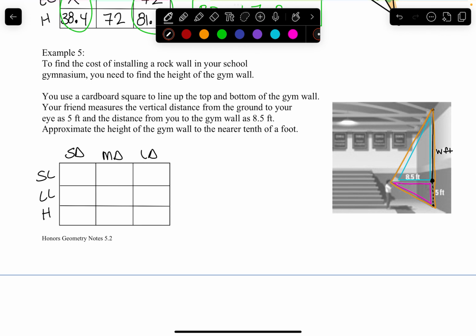So I've got 5 feet and 8.5 feet. I don't know the hypotenuse of my small triangle. The short leg is going to be 8.5, and the long leg is W. Oh, and I'm done. Well, that was easy.